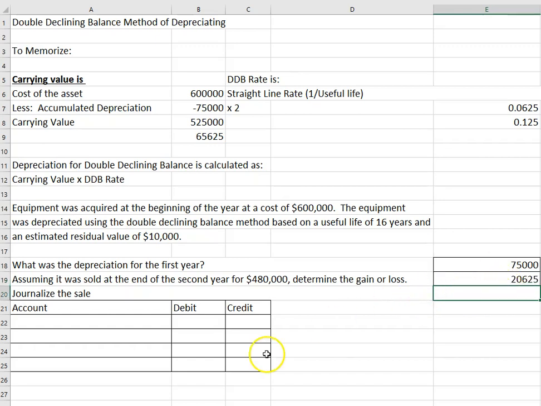All right, then it asks us to journalize the sale. So if I sold my asset for cash, I got cash, so cash goes up for the amount that I got, and it says that I got $480,000. I need to get rid of whatever's in my accumulated depreciation account. Accumulated depreciation has a normal credit balance. So far I've credited it for both years' depreciation, which I can see right here is $140,625. So it normally has a credit balance, so I need to get rid of that account. So I'm going to debit it, and that's accumulated depreciation.